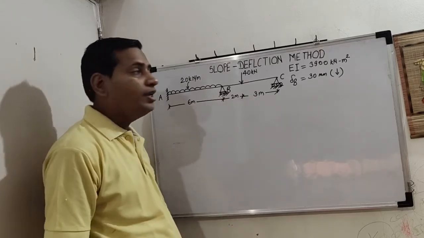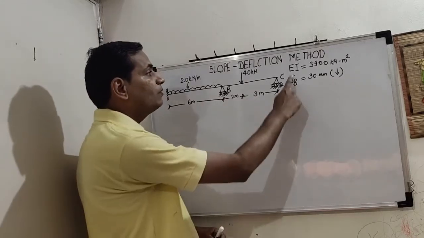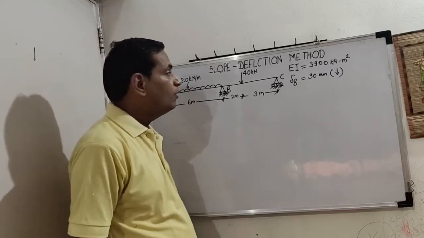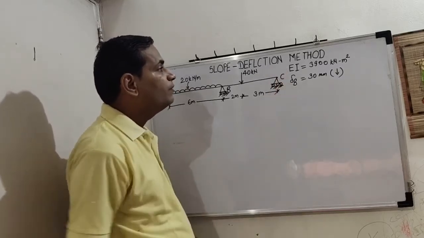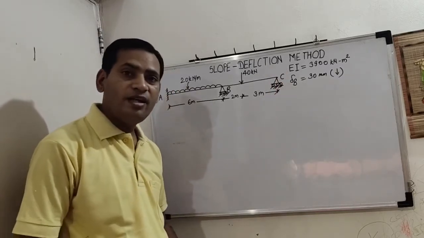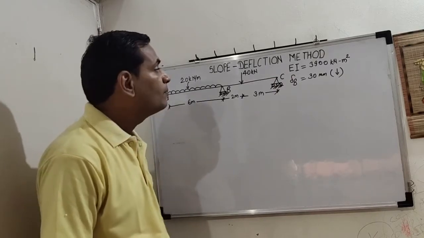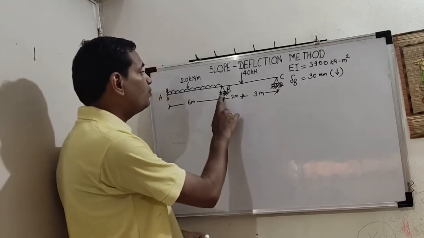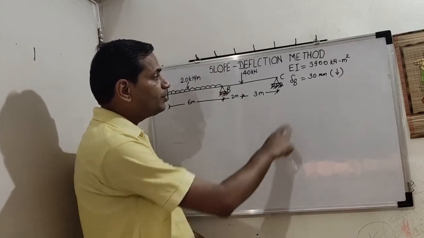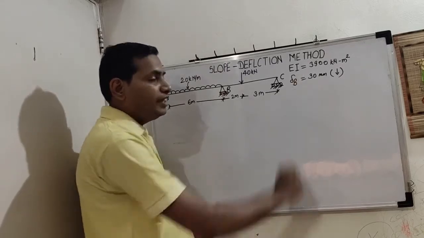There is some more data given. There are two things. One, flexural rigidity of the beam is given as EI, which is equal to 3900 kN meter square, and sinking of support B is given. It means it will go down by 30 mm.